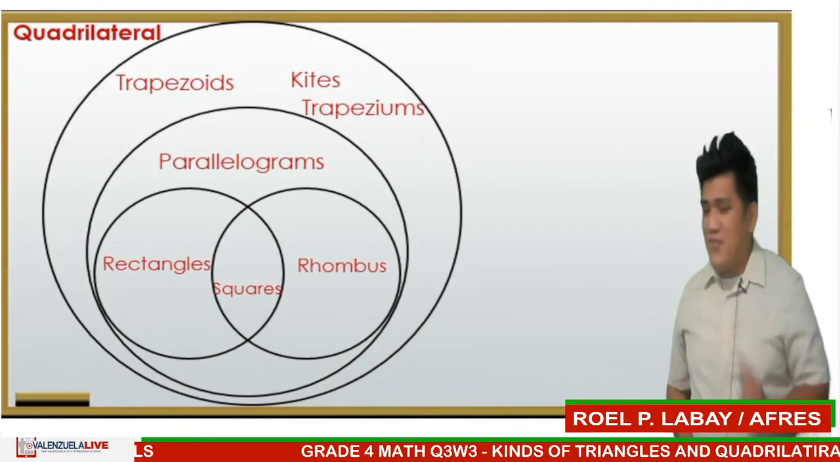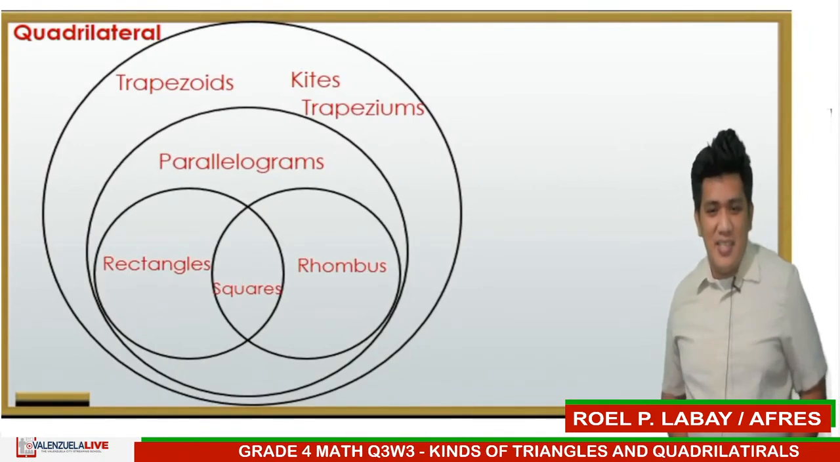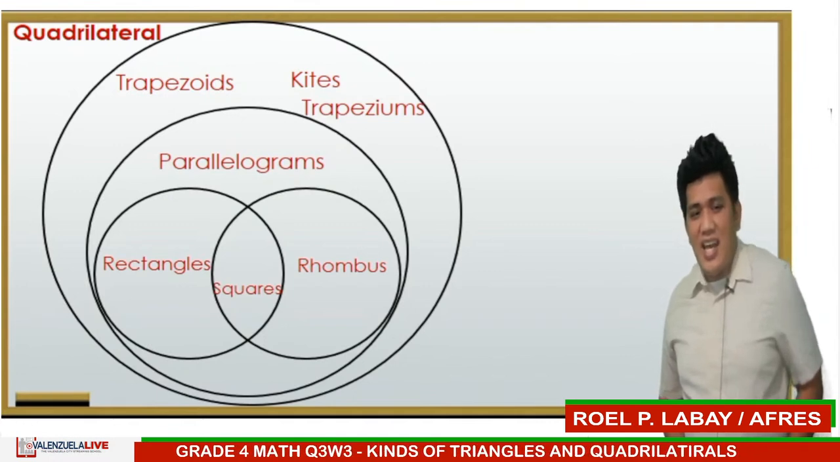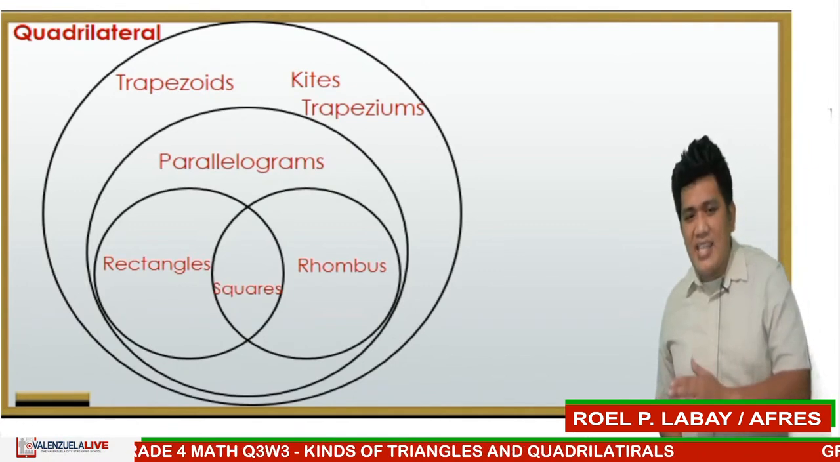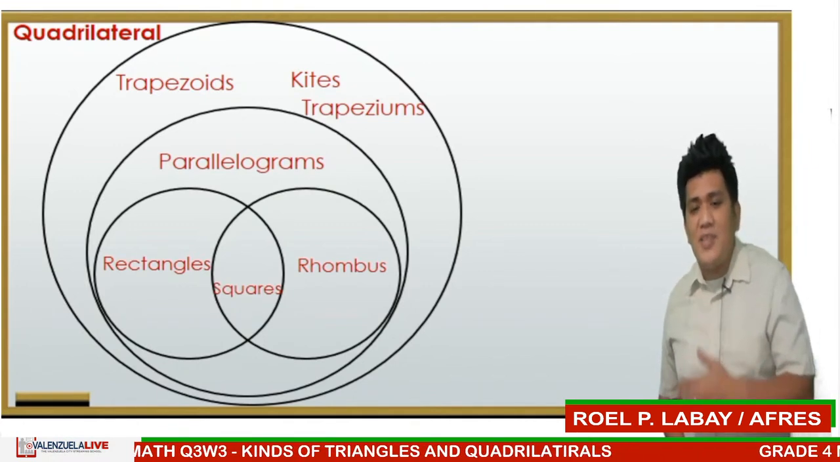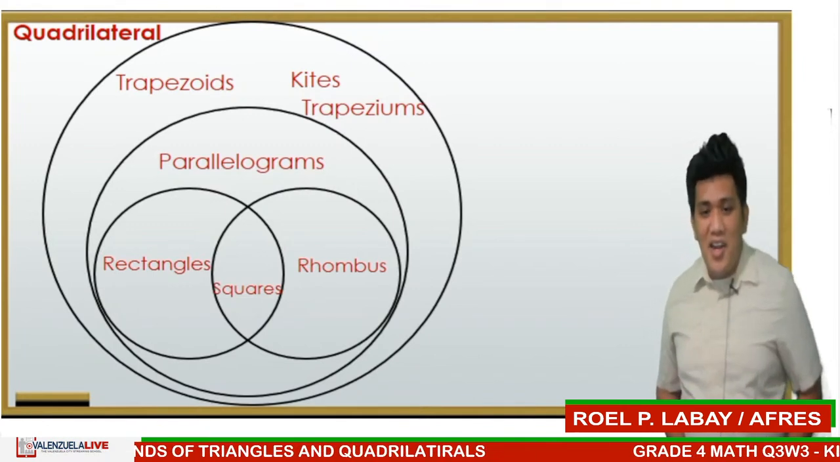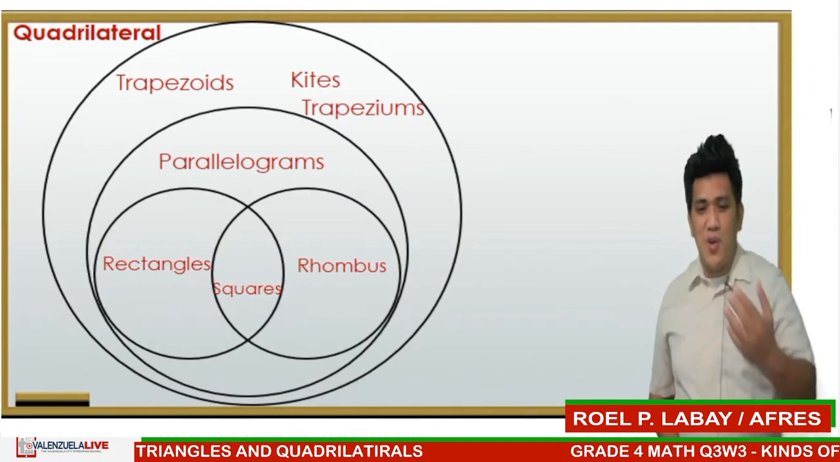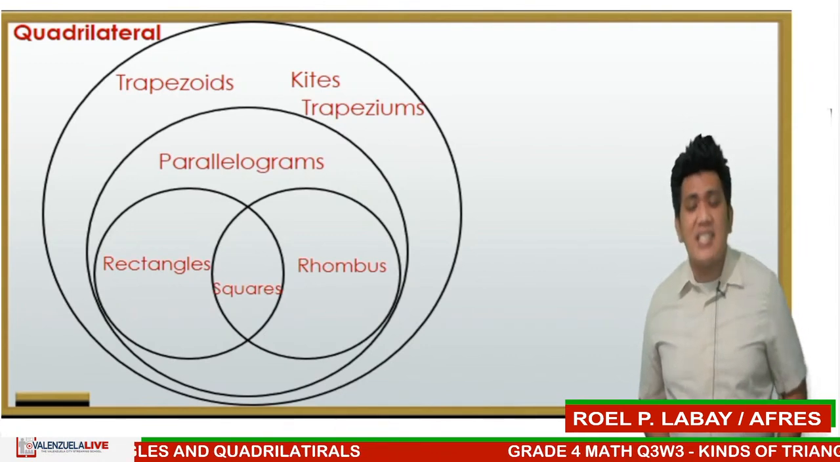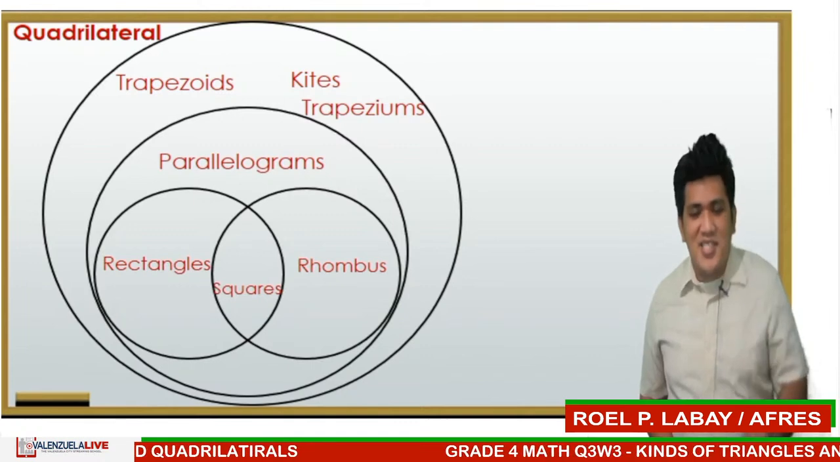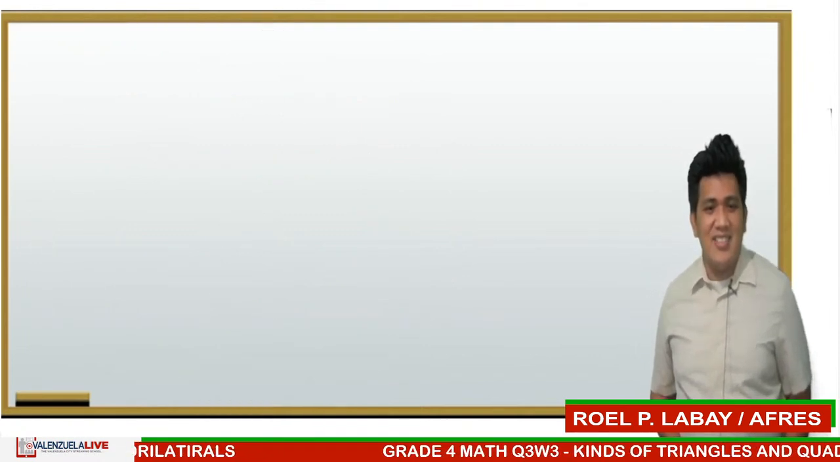I have here a Venn diagram. You can see that the trapezoid, kites, and trapeziums are not parallelograms, but rectangles, squares, and rhombus are parallelograms. For you to know more about quadrilaterals, let's define each quadrilateral.